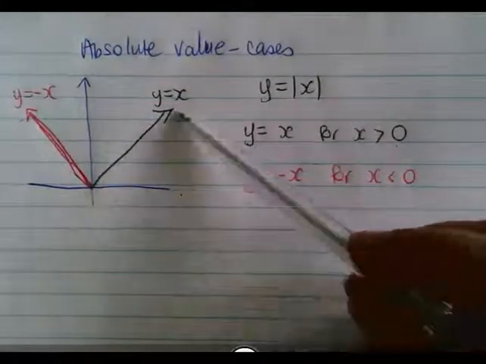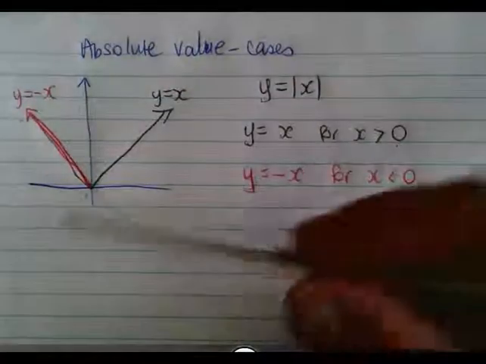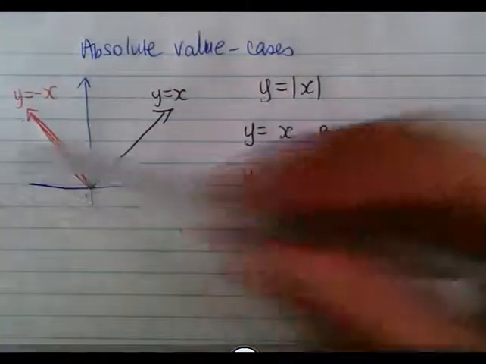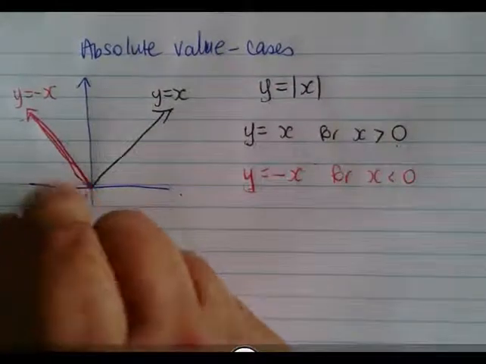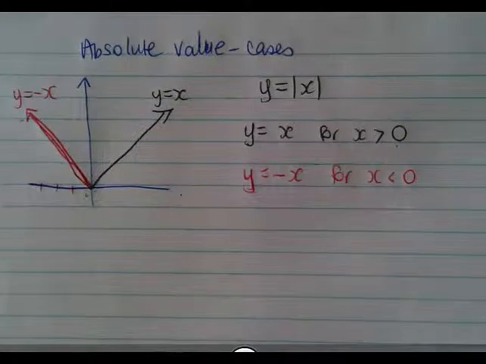This is part of the line y equals x. This is part of the line y equals negative x. What I mean by part of the line, it's only that equation when x has negative values over here, you know, -1, -2, -3, etc. Can you see it? It's only for the negative values. And that's what the cases are.